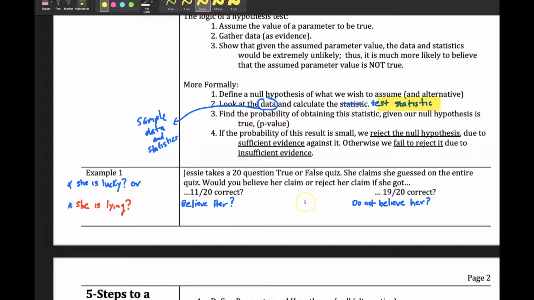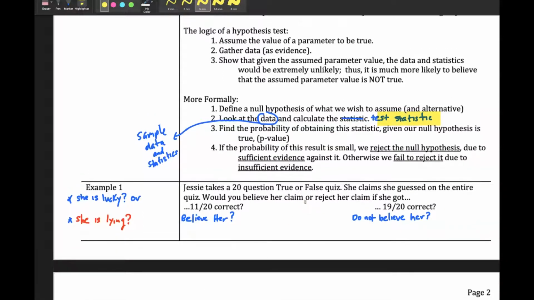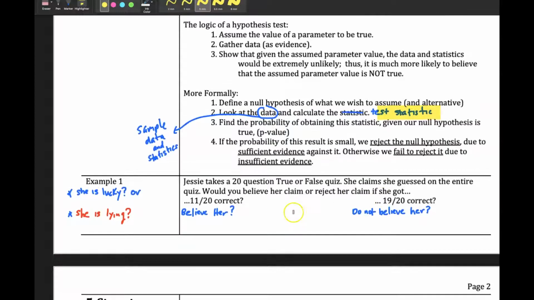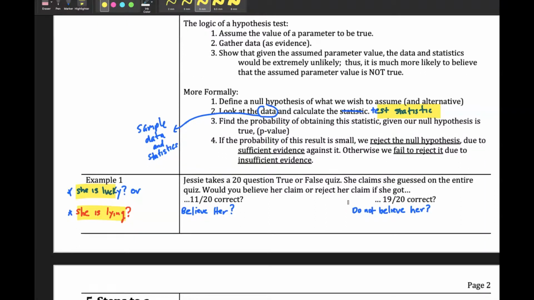And so that's kind of the essence of what we're looking at in a hypothesis test. How do you make your decision? Because in either case, if she got 19 out of 20, was she lucky, or is she lying and saying she didn't study? And that's what a hypothesis test would be used to test that claim.